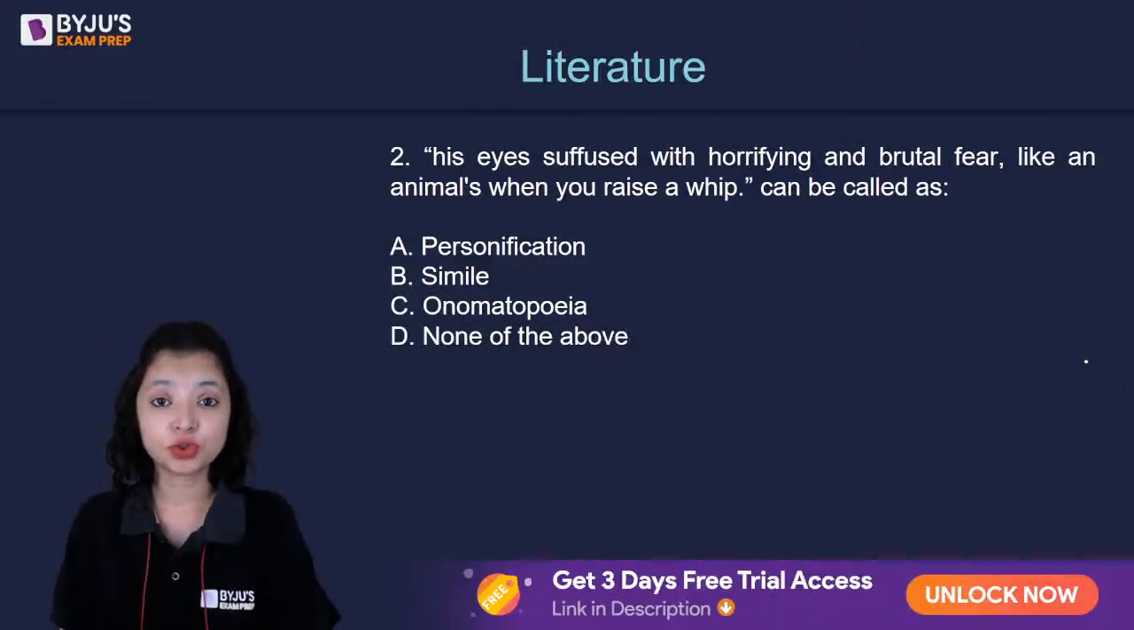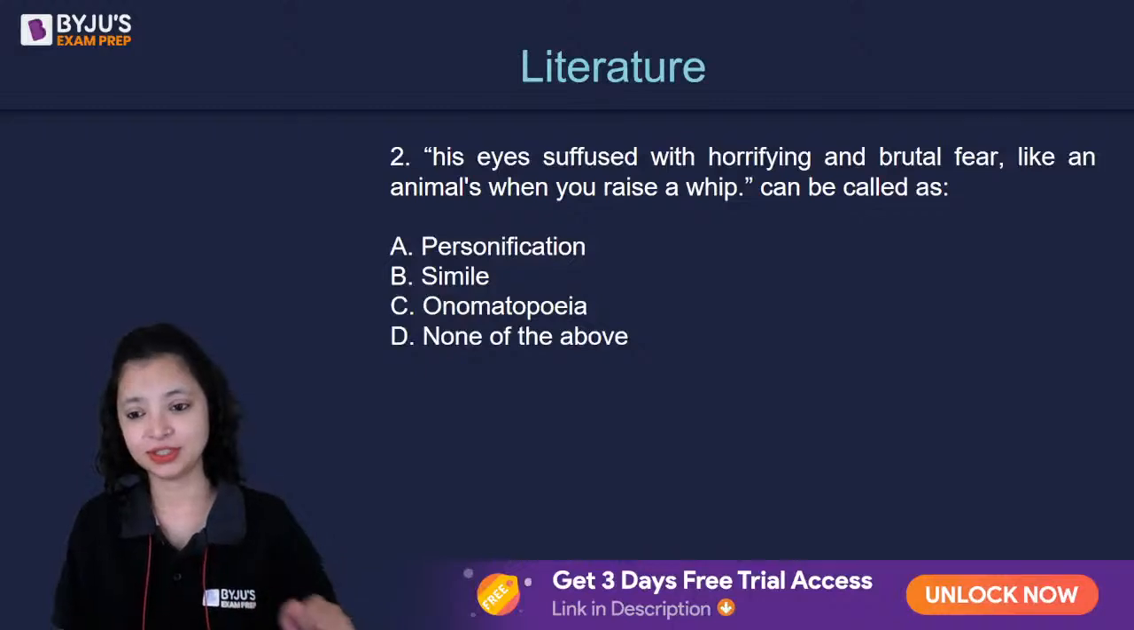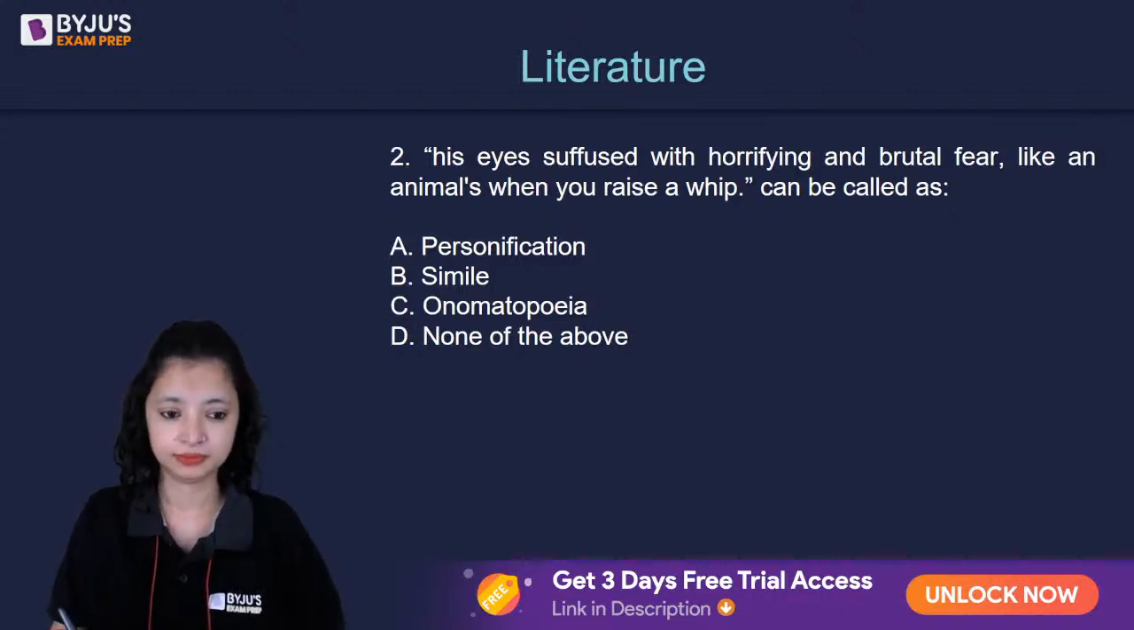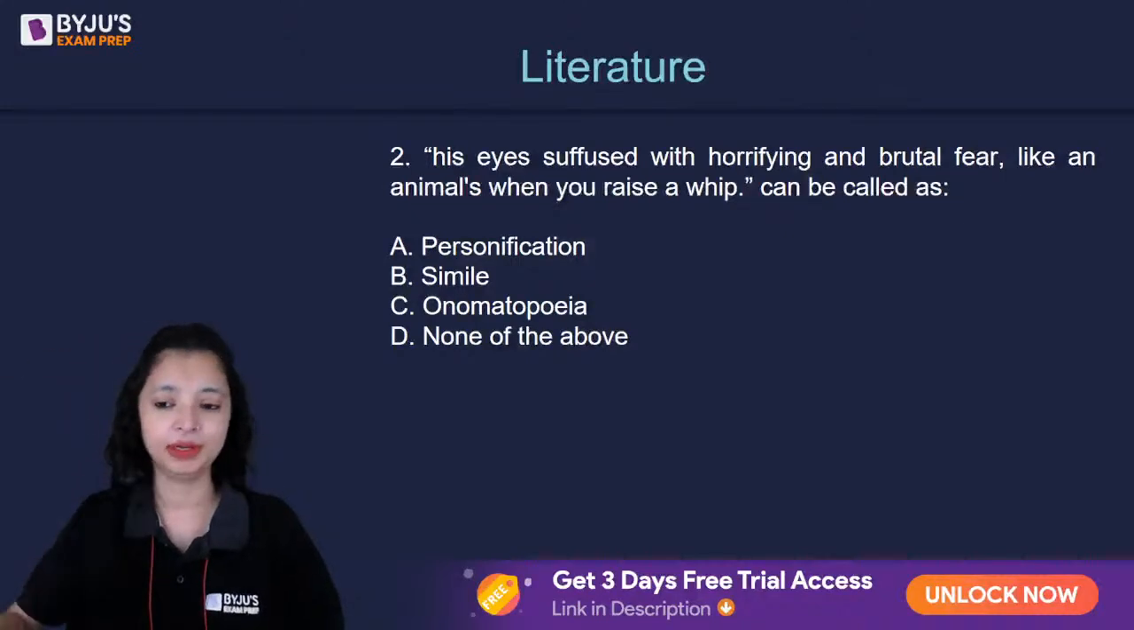His eyes suffused with horrifying and brutal fear, like an animal's when you raise a whip. What is the figure of speech used here? What is the literary device used here? Is it personification, simile, onomatopoeia, or none of the above? What's your answer? His eyes suffused with horrifying and brutal fear, like an animal's when you raise a whip on it, because the animal is scared. So is it personification, simile, onomatopoeia, or none of the above, something else altogether? What do you think is the answer?